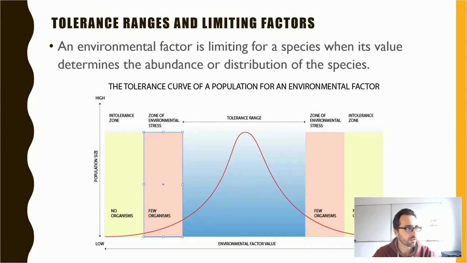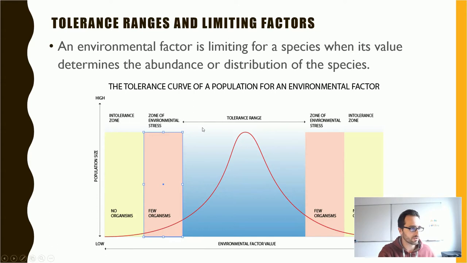So let's begin today. Here on your screen you can see the graph that is showing us a tolerance range. These tolerance ranges are specific for a specific species. So an environmental factor is limiting for any species when its value determines the abundance or distribution of that species. This is the important thing to remember.